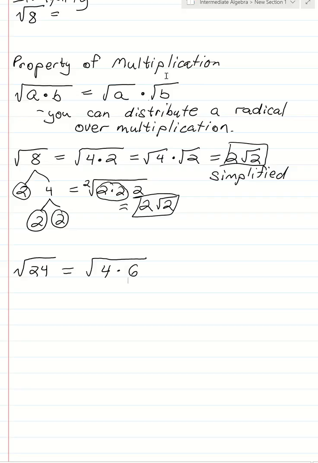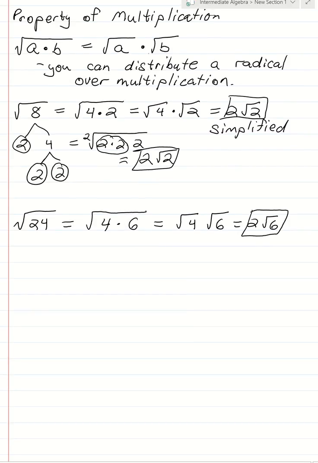And now I'm going to use this property of multiplication, and I'm going to distribute the radical and take now the square root of 4 times the square root of 6. And once again, the square root of 4, we know that is a perfect square, and that would give us 2 square root of 6. And that would be your simplified radical. Can't simplify it any further. What if we were to use that second approach?